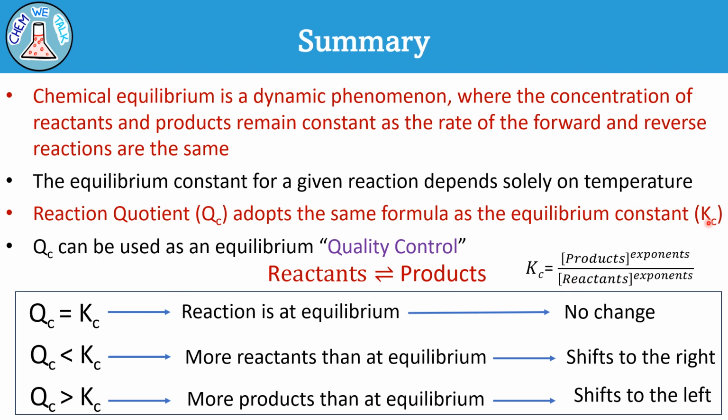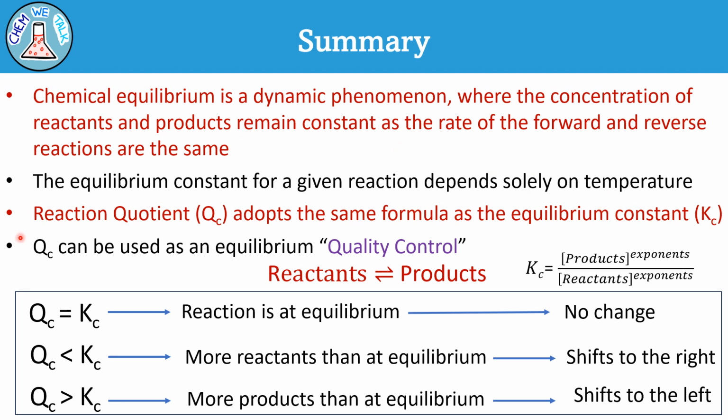Okay, all right. Let's just go here, a quick summary. Chemical equilibrium is a dynamic phenomenon, as we discussed, where the concentrations of the reactants and products remain constant because the rates of the forward and reverse reactions are the same. Remember, there are still reactions going on from left to right, but because the rate is the same, you don't see any difference. Okay. The equilibrium constant for a given reaction depends solely on temperature. Okay, so for a given temperature, your Kc value will always be the same for the same reaction.